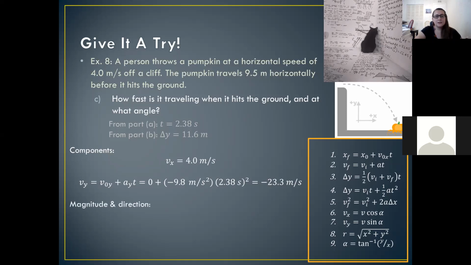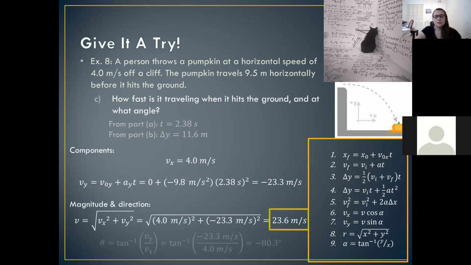So if we want to find the magnitude and direction, we do the Pythagorean theorem of our components, and we get 23.6 meters per second as the magnitude. And we get an angle of negative 80.3 degrees. So that's traveling very close to straight down by the time it hits the ground.